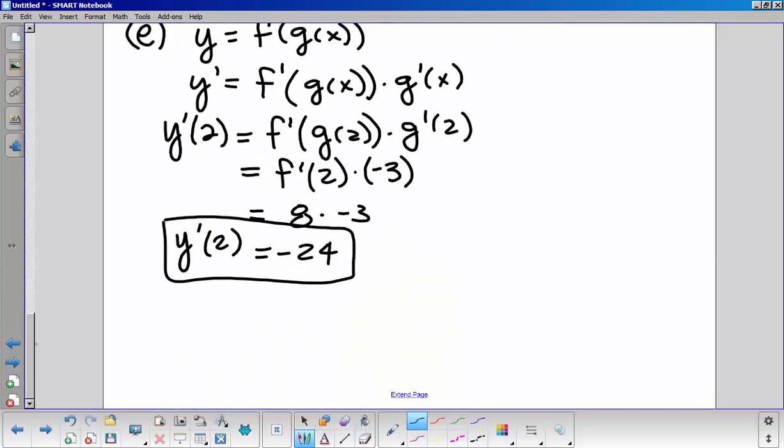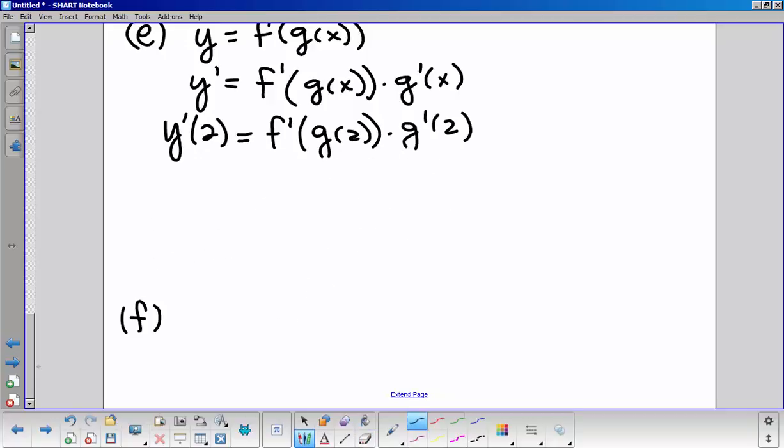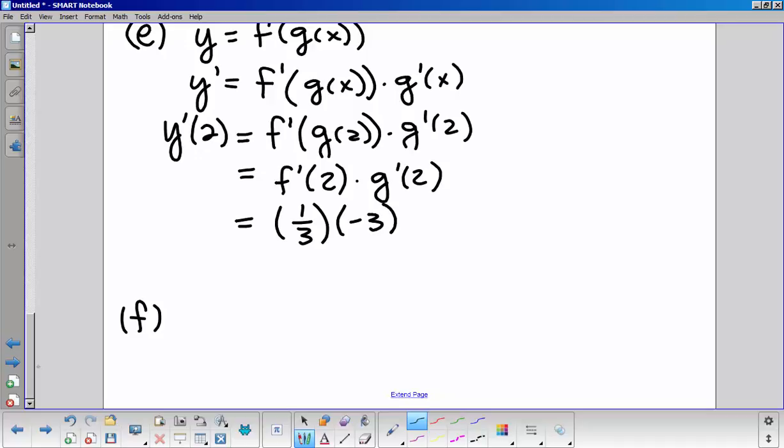Okay, f prime of 2 is 1/3. All right, so we'll roll back the tape, theoretically. I'm sorry, so g of 2 is what? g of 2 is 2. So this is f prime of 2, which is 1/3, times g prime of 2. And what's, you said f prime of 2 is? 1/3. Okay, negative times? 3. Negative 3? Yes. So this is negative 1.